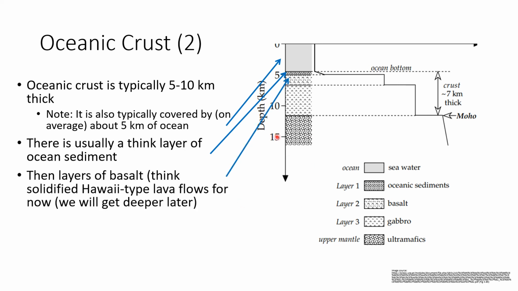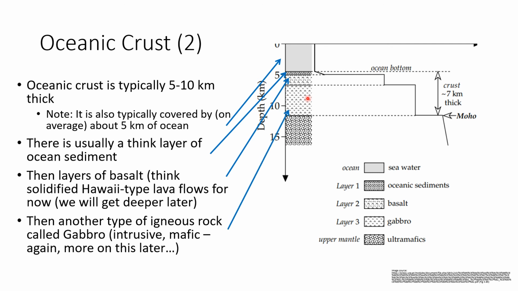There's usually a thick layer of sediment. Then you have these layers of basalt. We'll get to igneous rocks and what basalt means, but for now think of it as the solidified magma you might see in Hawaii. Then below that is another type of igneous rock called gabbro, which is an intrusive type. And again, we'll get to that in the igneous rocks lecture.